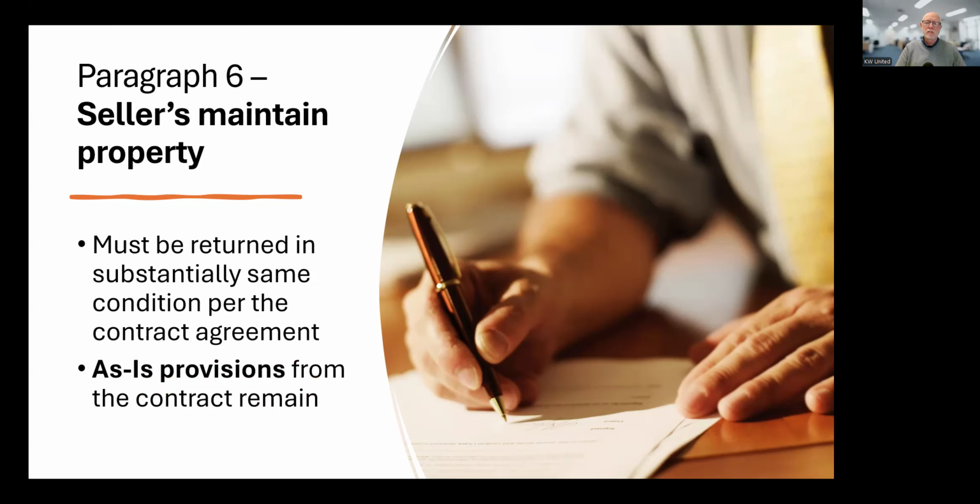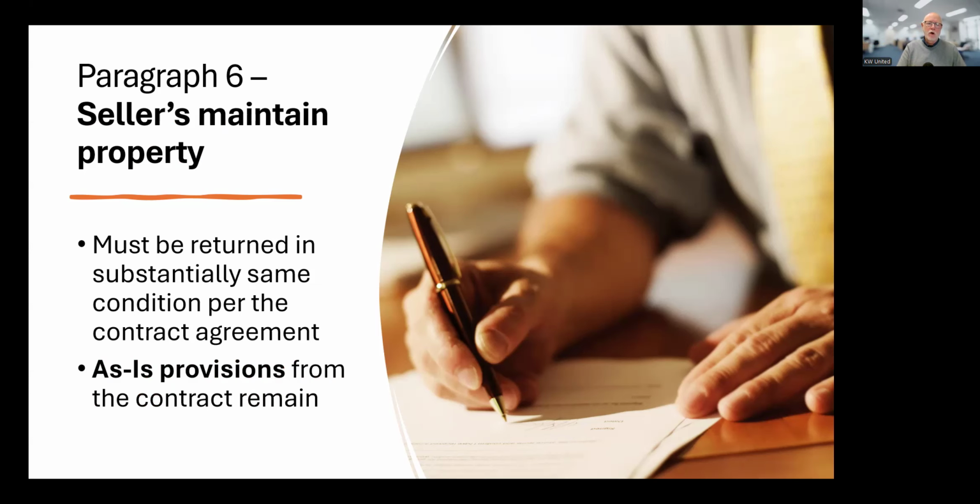They must be returned in substantially the same condition per the contract agreement. Now, if they had any as is provisions, those still remain. If they say the air conditioner's as is, they say the dishwasher's as is, they don't have to be fixed. But if something goes on with the property, the owner has to call and get that taken care of.